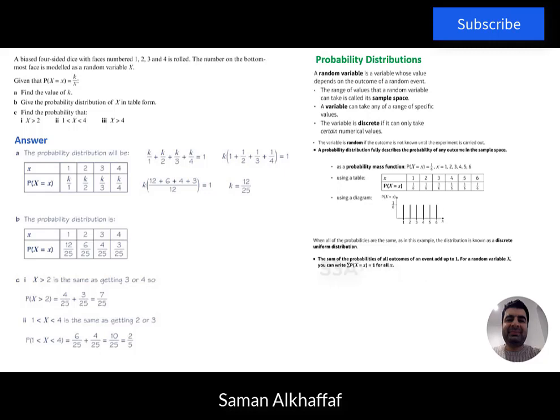For part III, where X is bigger than 4, there are no elements in that sample. So we explain that the space that satisfies the probability of X being bigger than 4 is empty, so that will be equivalent to 0. And this summarizes our answers for part C, looking at I, II, and III.